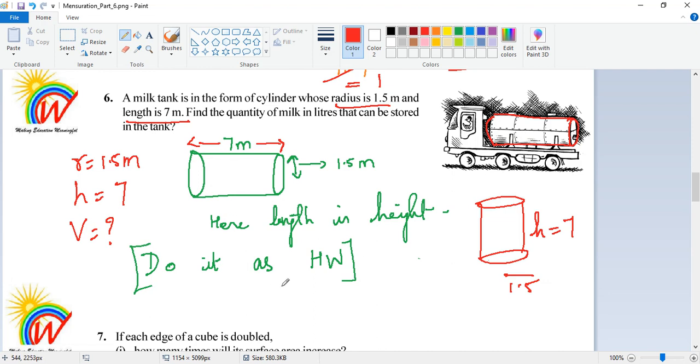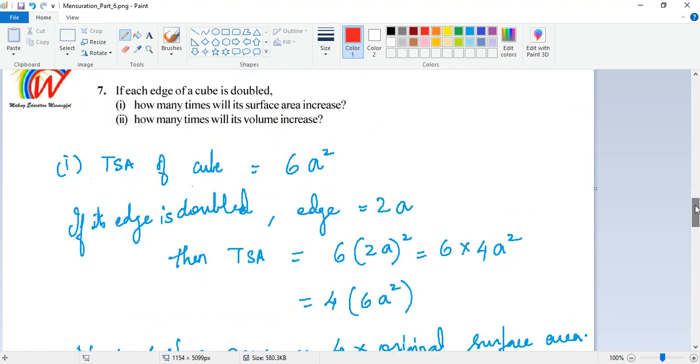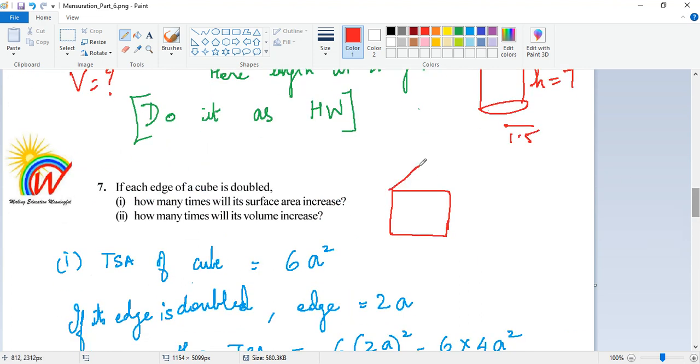Now come to question number 7. If each edge of a cube is doubled, let us say there is a cube. This is the cube. Now this cube has an edge. They have not given the edge, so let's say we have taken the edge to be A. They are saying that the edge is doubled. So now we have got a bigger cube, isn't it? So it's a bigger cube.